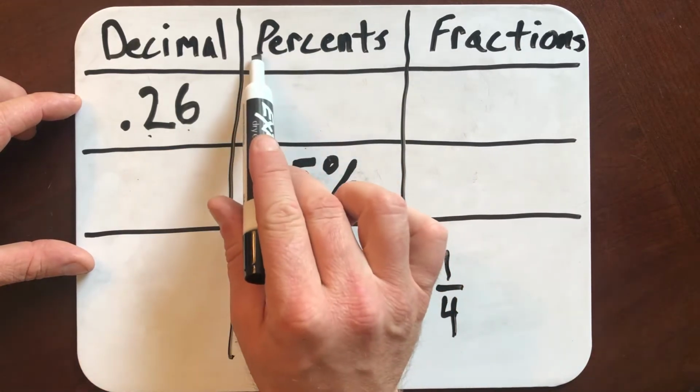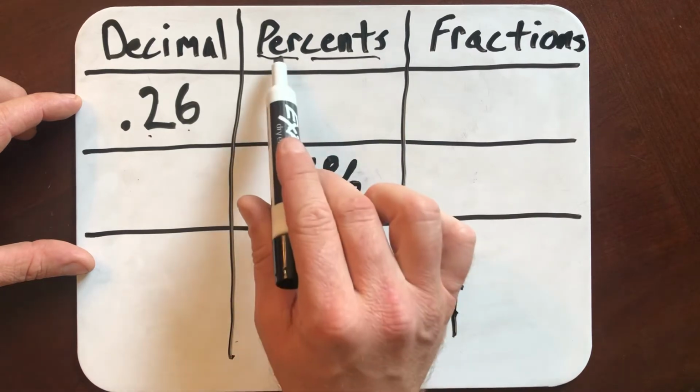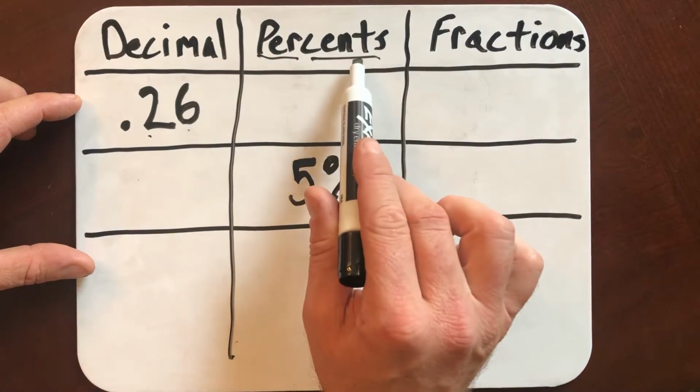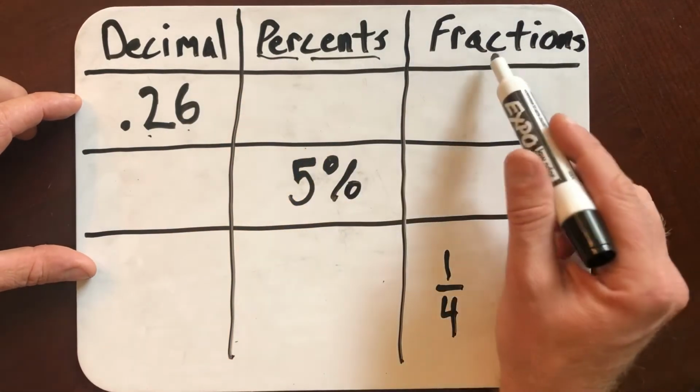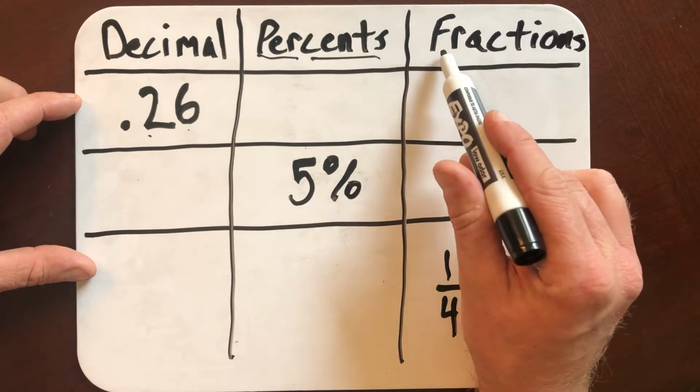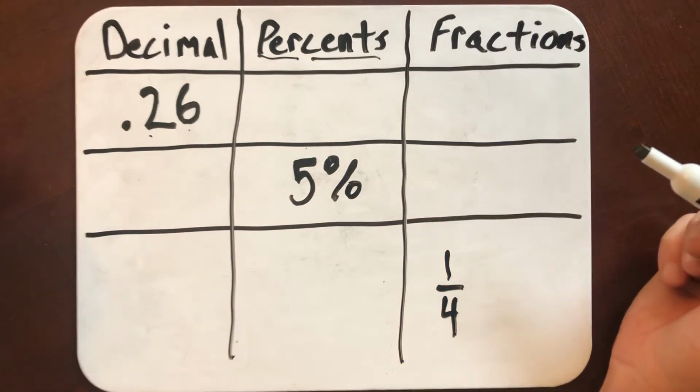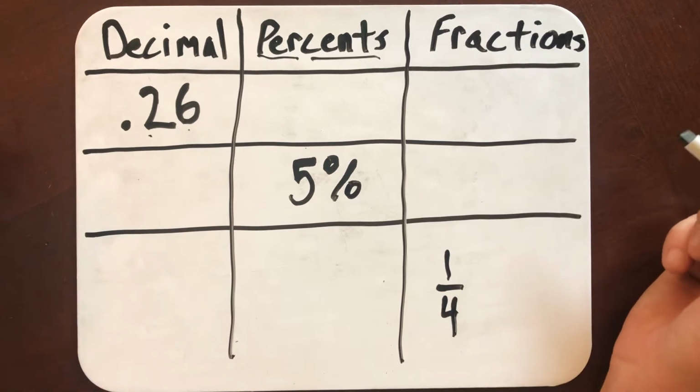Percents literally means per cent, per hundred. There are 100 cents in a dollar, per hundred. And fractions are just the simplified version of those per 100 fractions.